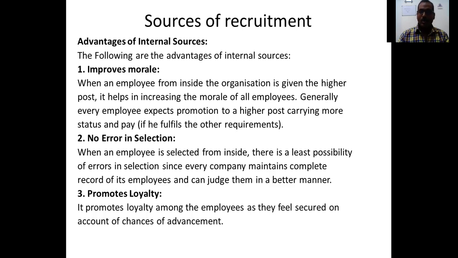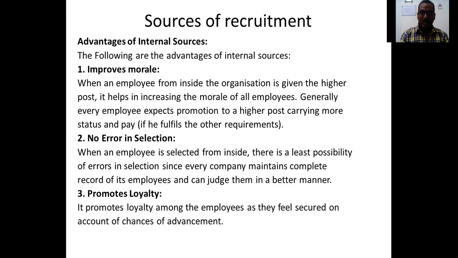People who are expecting promotions, who are qualified for the particular higher post, will be motivated to work hard and put in effort. This is good. This will increase the morale of the employee. The next one: no error in selections.